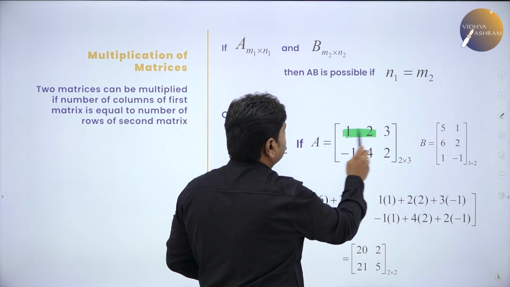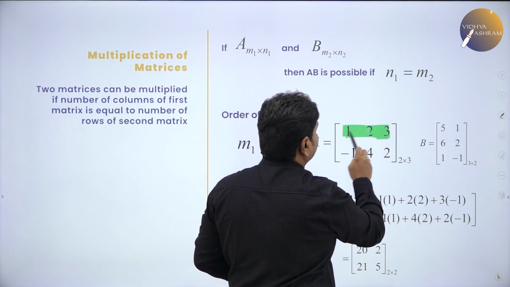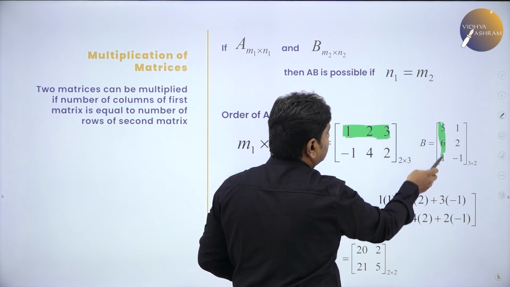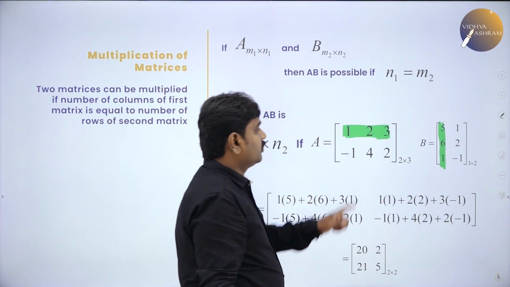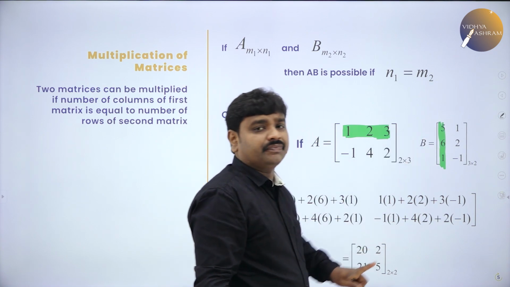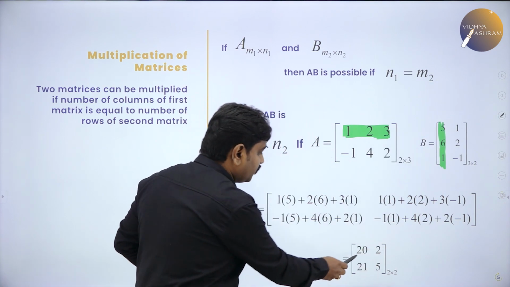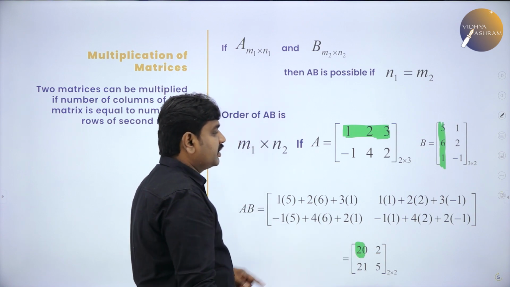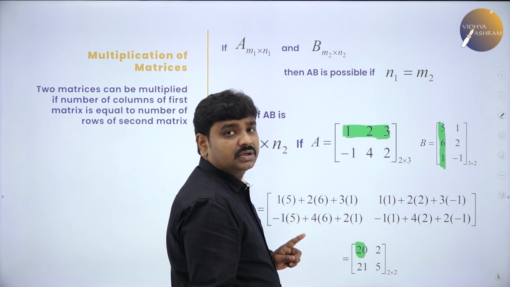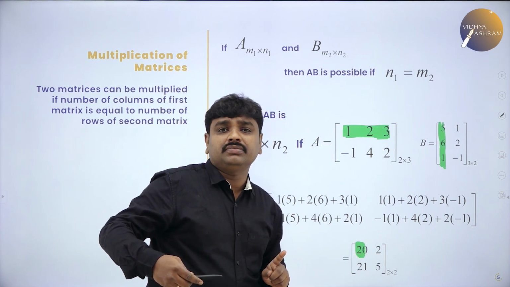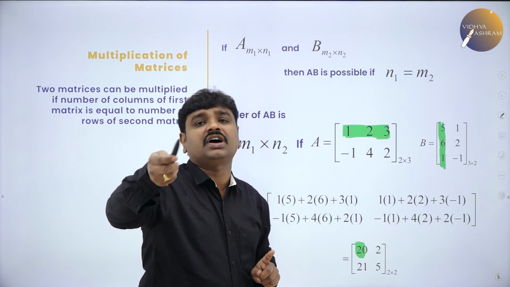What is the first row we have? 1 2 3. Multiply this first row with what? First column. First column ಏನಿದೆ 5 6 1. So first row you multiply with first column to get first element, so that you will get this first element. So when I multiply first row with first column, how to multiply? First row first element with first column first element.